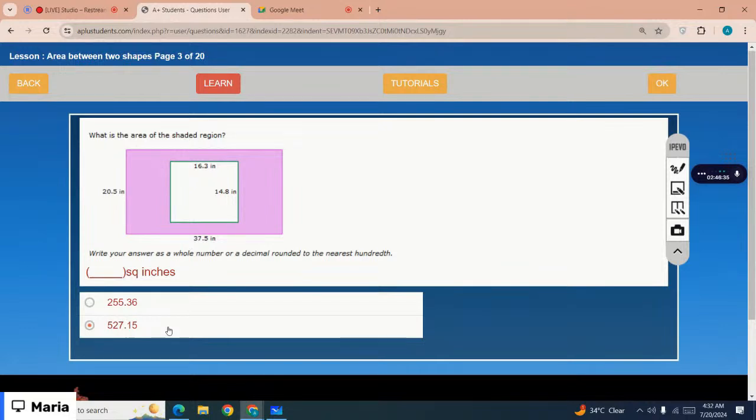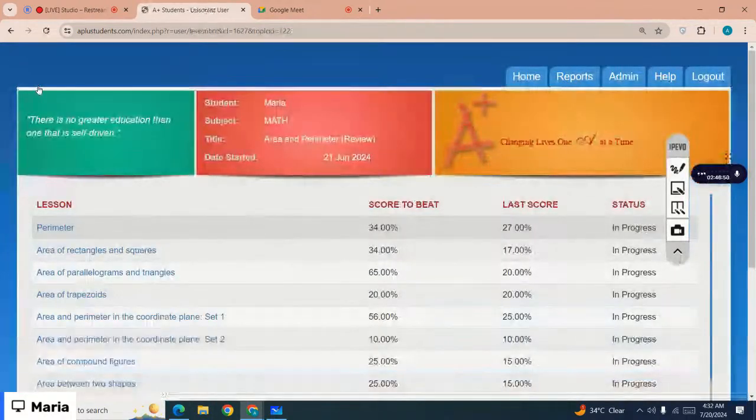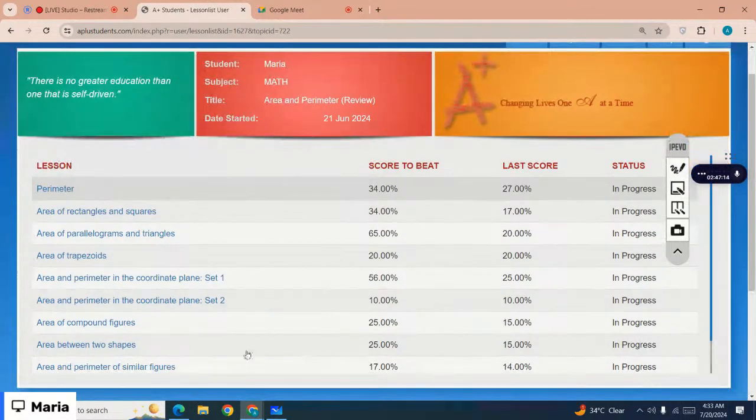Okay, you can complete the lesson by yourself later today. Let me just move on to the next lesson. Okay, the next lesson is area and perimeter of similar figures.